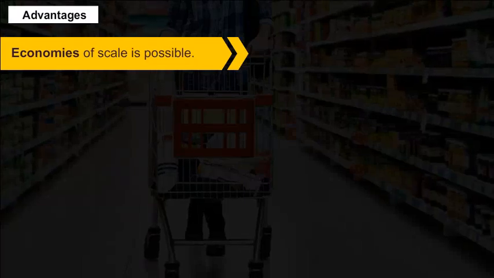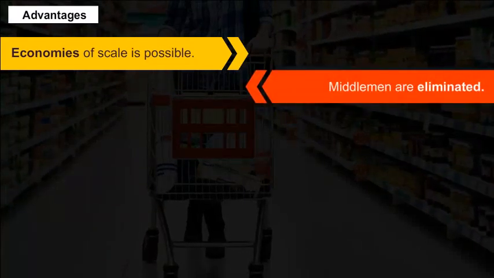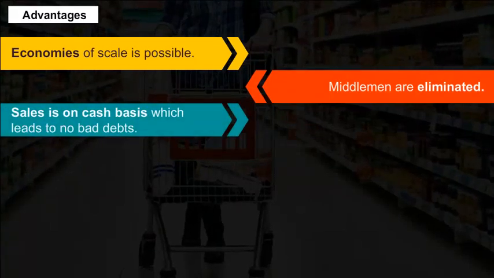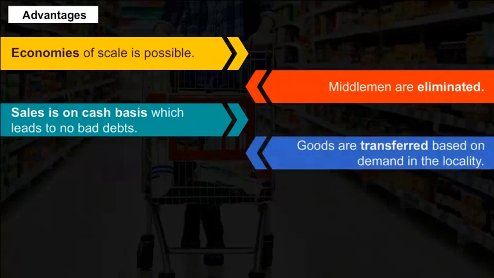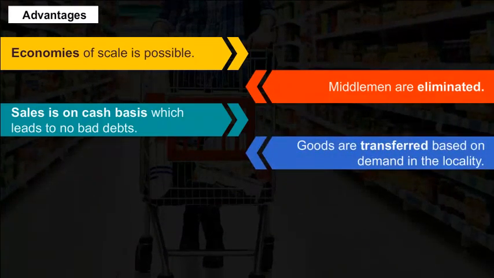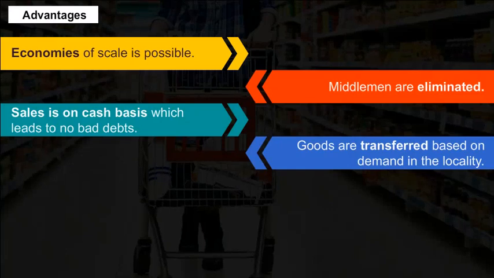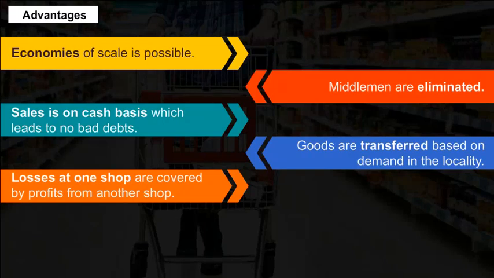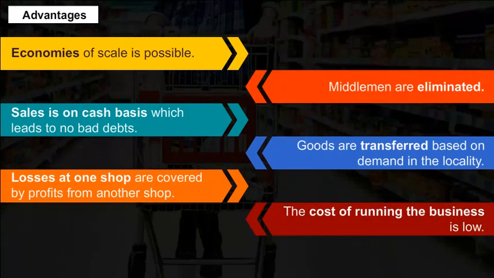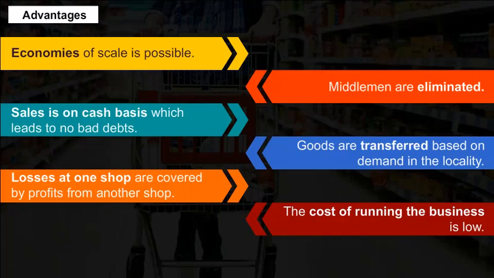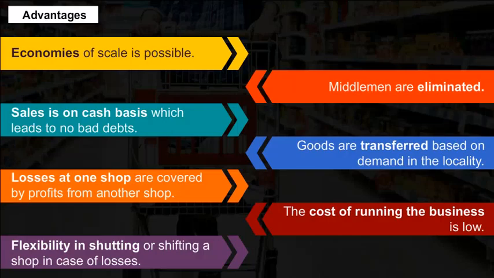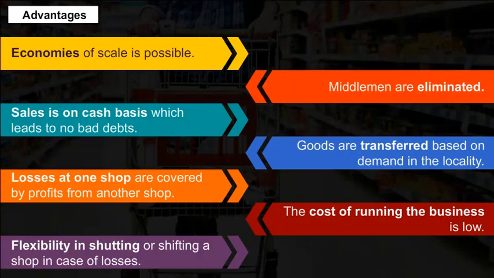Advantages. 1. Economies of scale are possible. 2. Middlemen are eliminated. 3. Sales are on a cash basis, which leads to no bad debts. 4. Goods are transferred based on demand in the locality. 5. Losses at one shop are covered by profits from another shop. 6. The cost of running the business is low. 7. Flexibility in shutting or shifting a shop in case of losses.